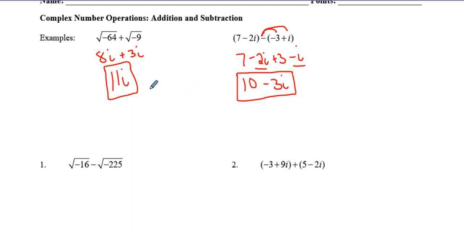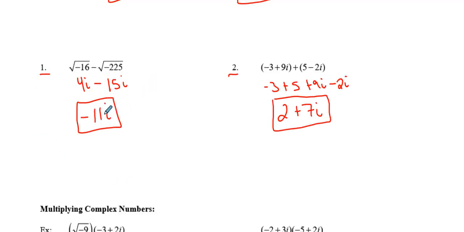Pretty straightforward, addition and subtraction. So why don't you go ahead and pause the video and try problems number 1 and number 2, and then unpause the video and check your answers. Alright, so pause the video. Okay, so you see here problem number 1 has negative 11i, and for problem number 2 you should get 2 plus 7i. And that's addition and subtraction. Remember, you're just combining like terms.